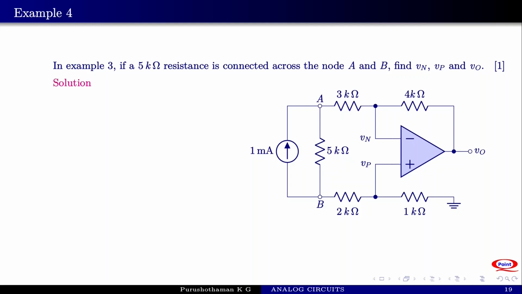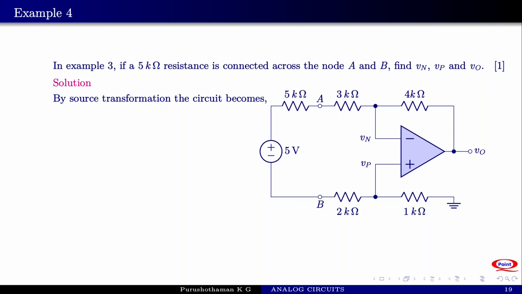So to solve this, first we have to convert the current source into a voltage source by using source transformation techniques. So instead of the current source, you have to connect a voltage source here. What should be the value of that voltage source? It must be equal to 5 kilo ohm into 1 mA, which is 5 volt. And this 5 kilo ohm is connected in series rather than in parallel. So by source transformation, the circuit becomes like this. A 5 volt voltage source and a 5 kilo ohm are added to this.